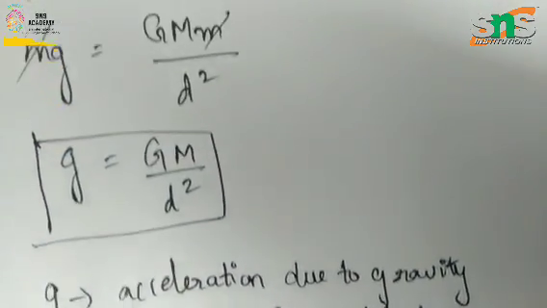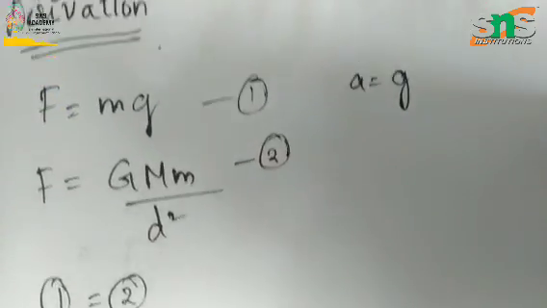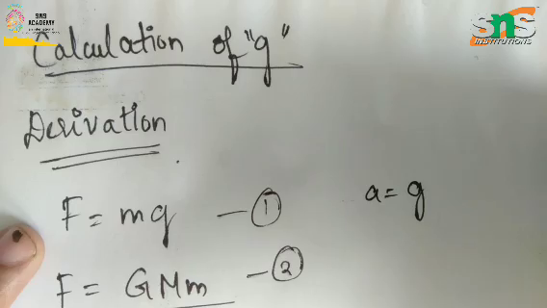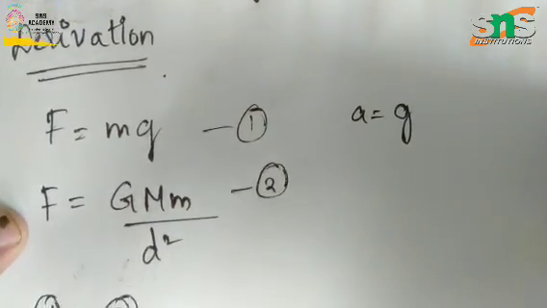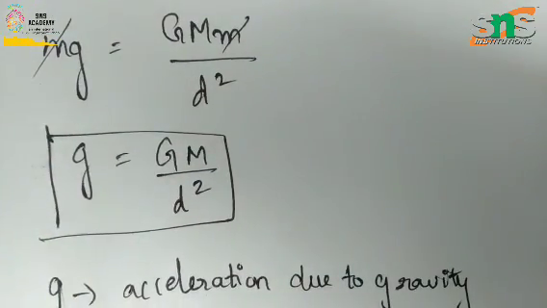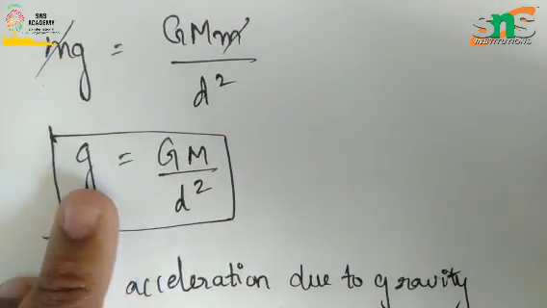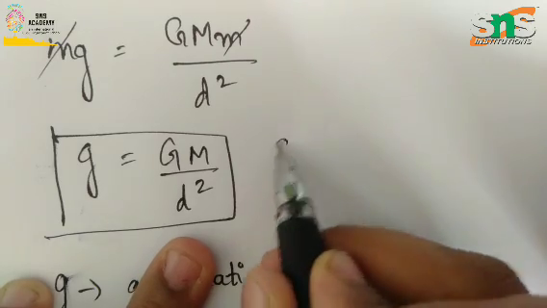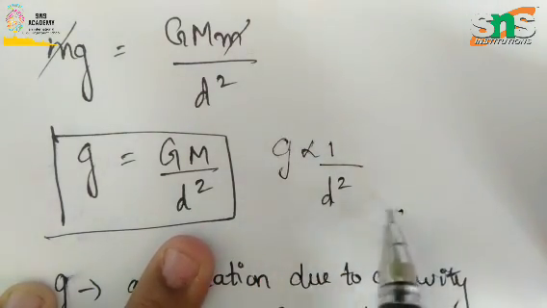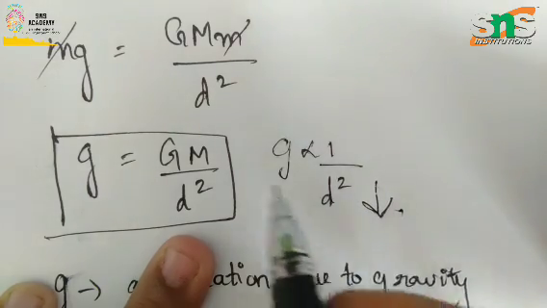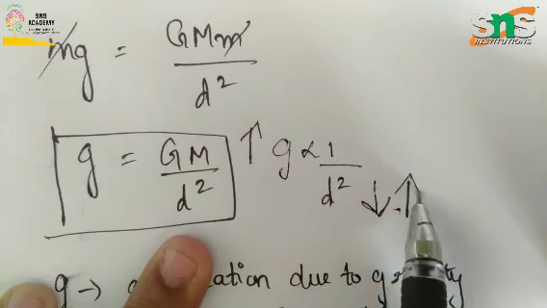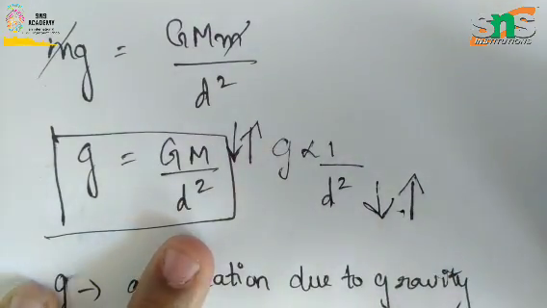So this is all about the derivation of g. Okay, so it is a very easy derivation. You take Newton's second law and the universal law of gravitation, and finally you equate them to find the value of g, and g is equal to GM by d square. So g and d are inversely proportional to each other, which means if the distance between the planets is less, the gravitation will be more. If the distance between the planets is more, the gravitation will be less. So it is vice versa.